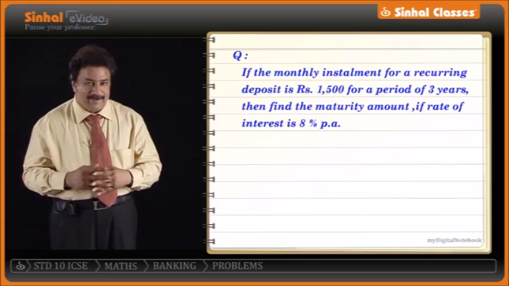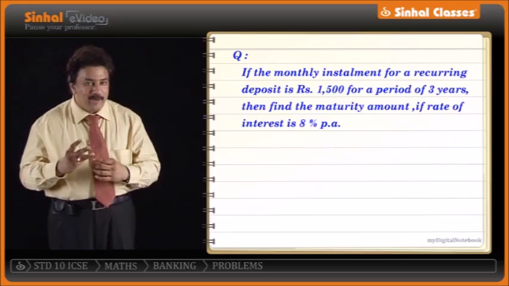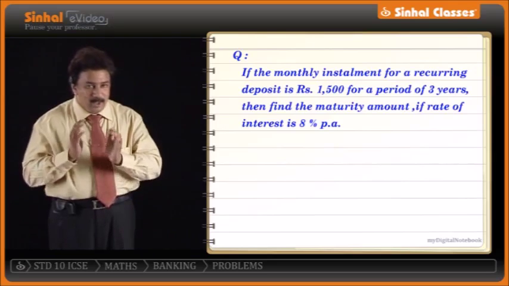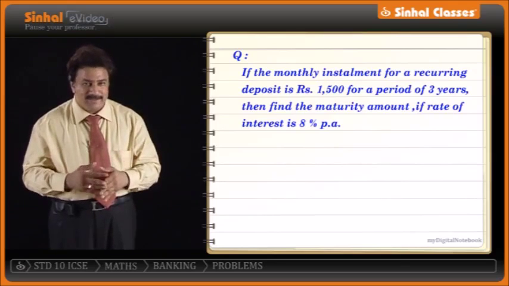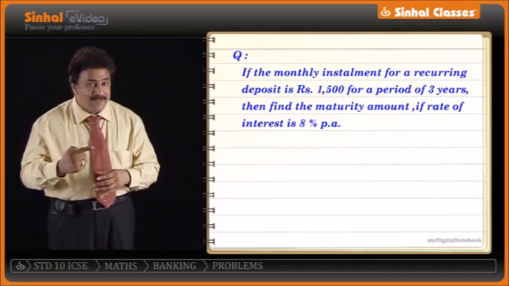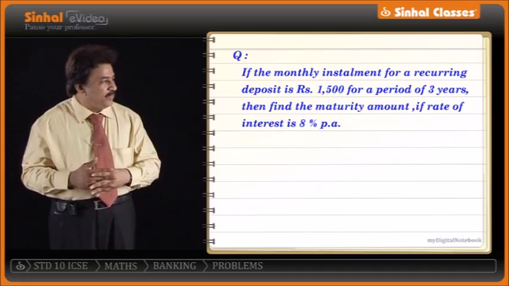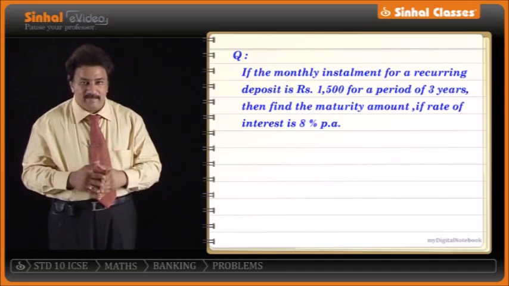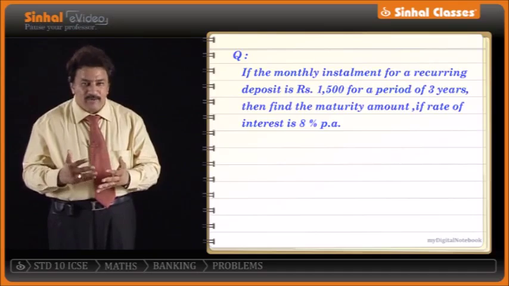Now this is a bit tricky. 3 years. Now n is not 3 over here. We have to convert into what? Number of months. 12 months for 1 year. 3 years, 36 months. So in this sum, n is 36. That is 36 months. Find the maturity amount if the rate of interest is 8% per annum. So in this sum, we have got a rate that is what? 8% per annum.